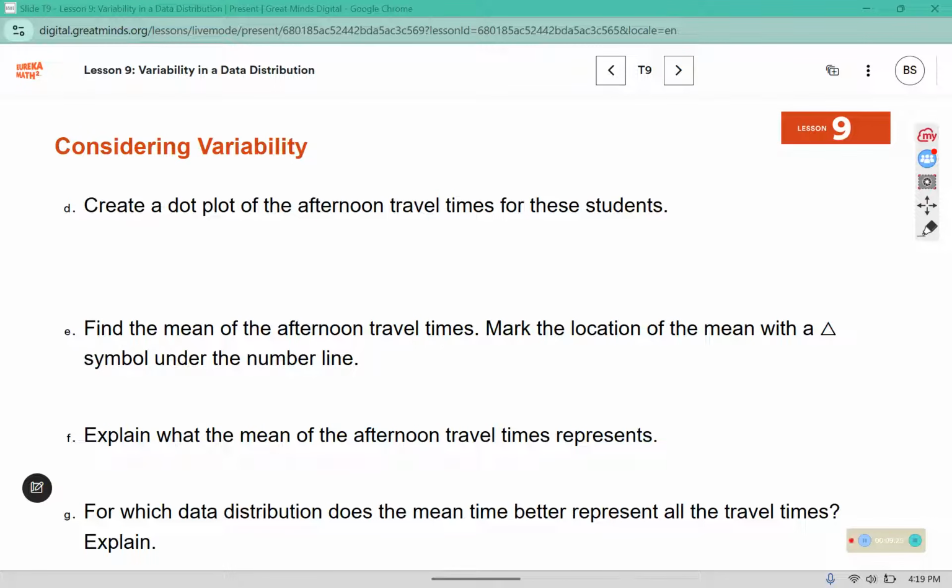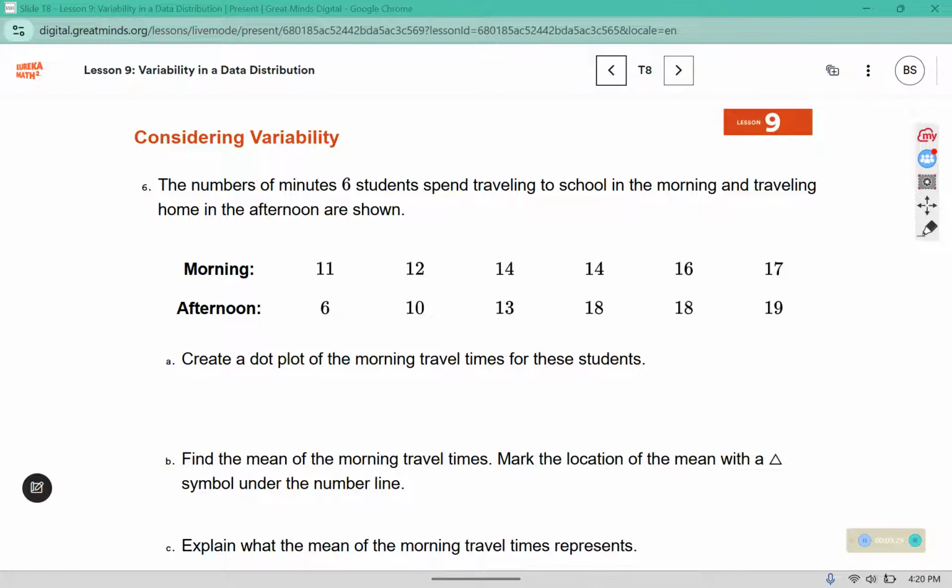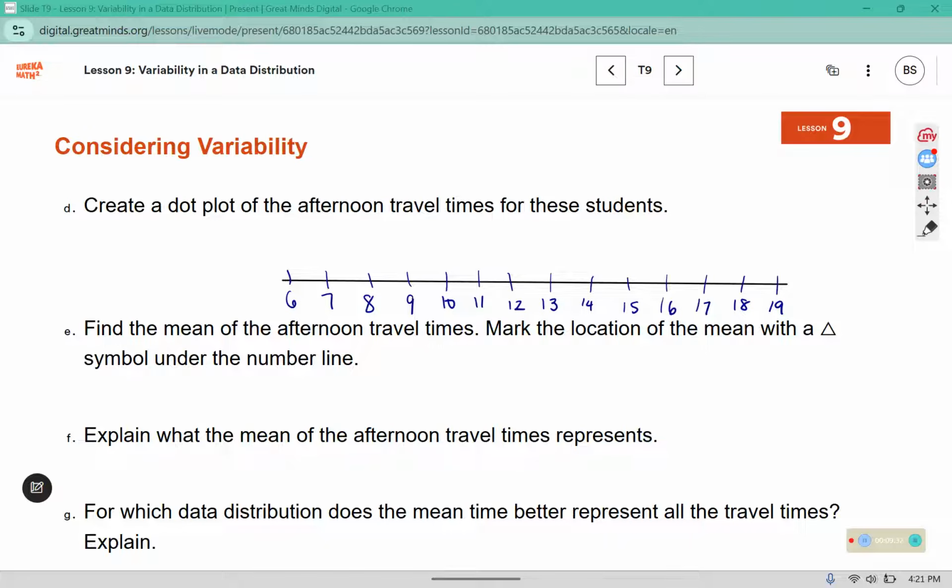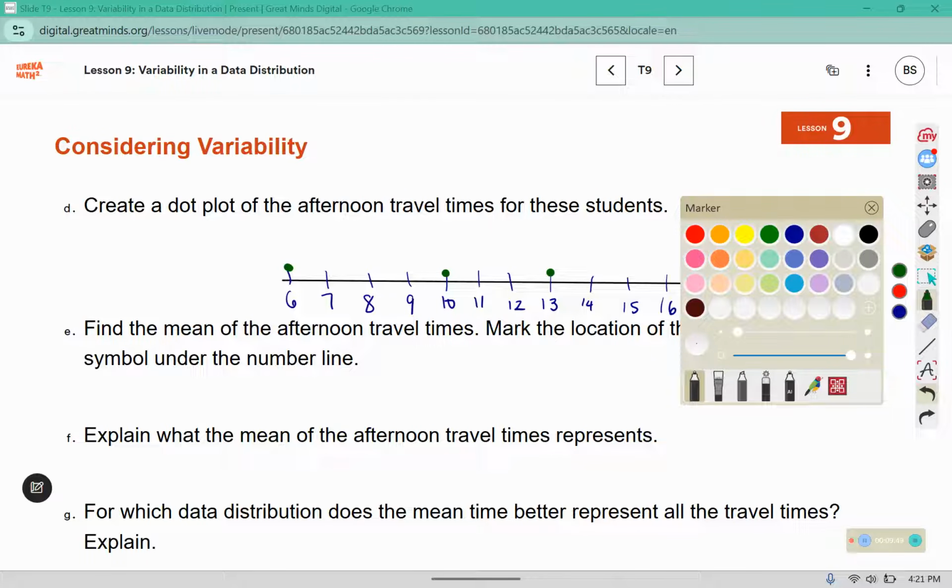Now we're going to create a dot plot of the afternoon travel times for these students. For this one, we had 6 all the way up to 19. So we need a dot at 6, 10, 13, 18, 18, and 19. Then we're going to find the mean.